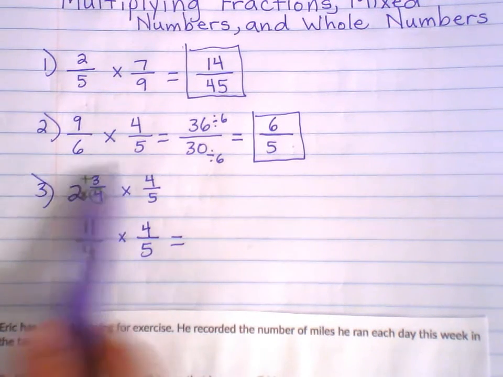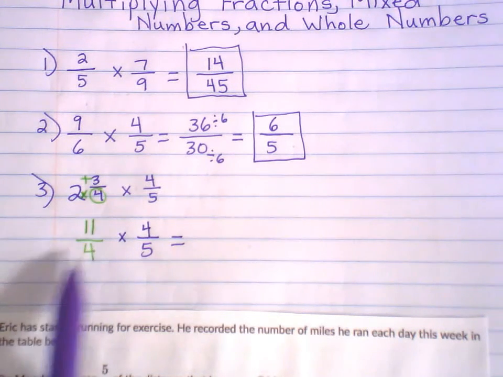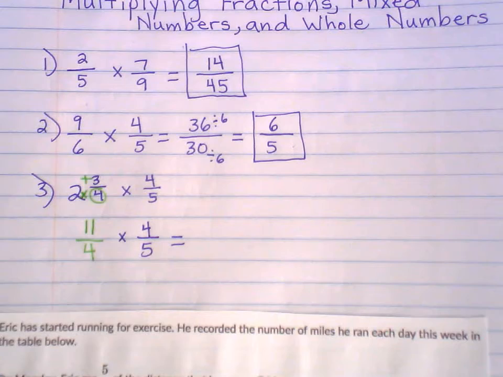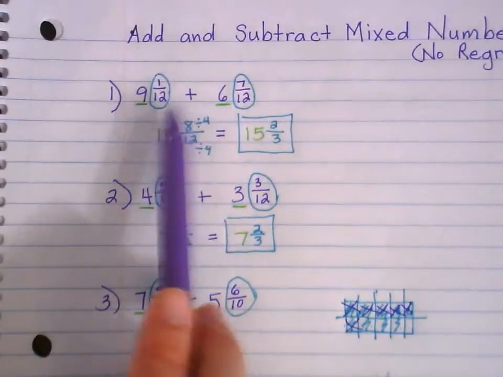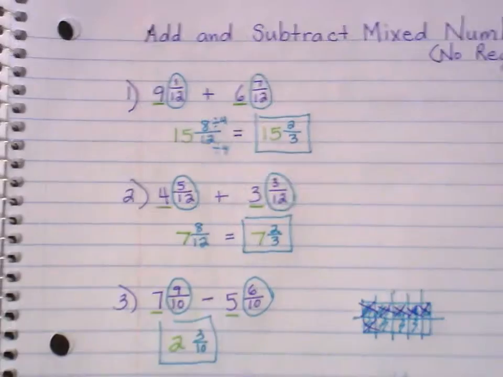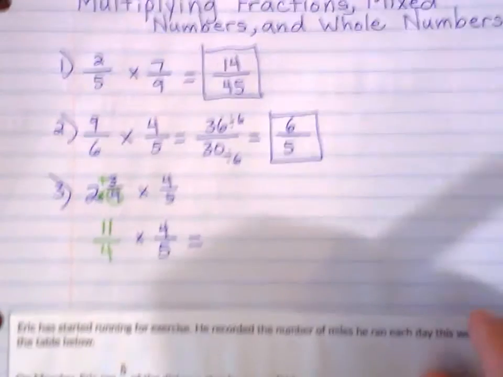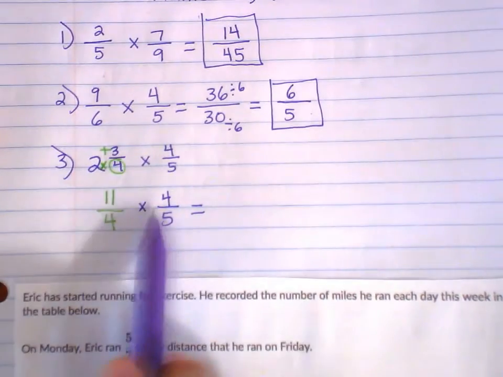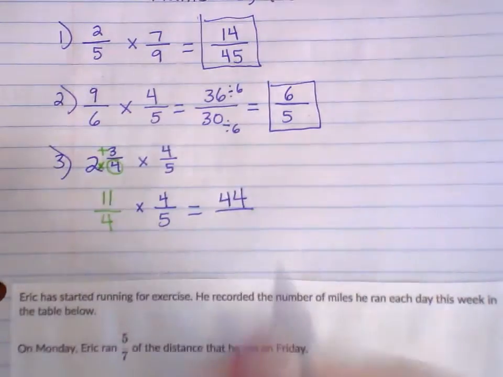So you need to change your mixed numbers to improper fractions before you multiply or divide. You only don't change them if you're adding or subtracting, like we did in the first video, and they have the same denominator and you don't have to regroup. Rule of thumb, though, just change mixed numbers to improper fractions when you're doing operations with them. 11 times 4 is 44. 4 times 5 is 20.